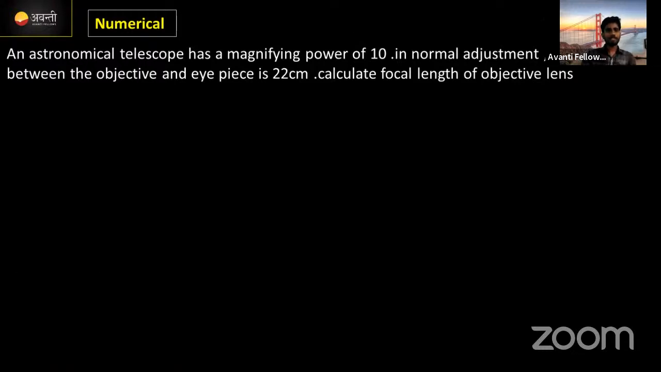Here the question is: an astronomical telescope has a magnifying power of 10. That means the given magnification of the astronomical telescope is 10.